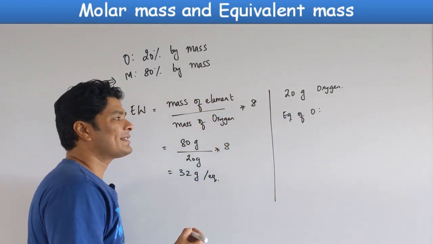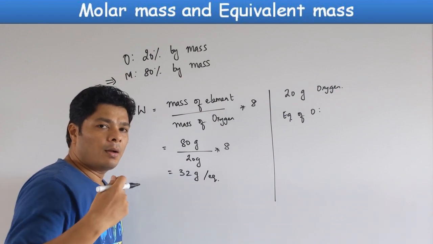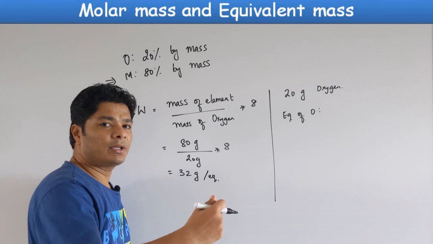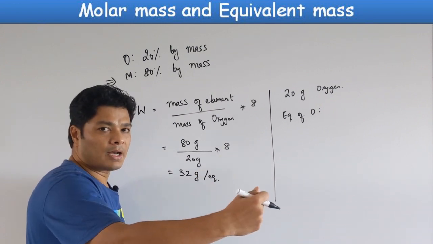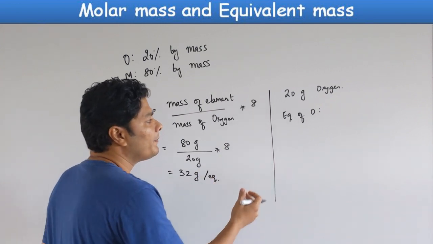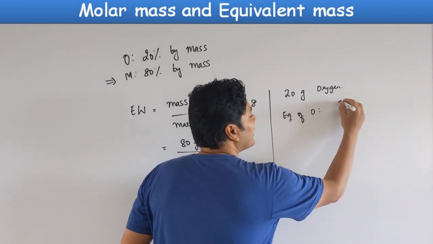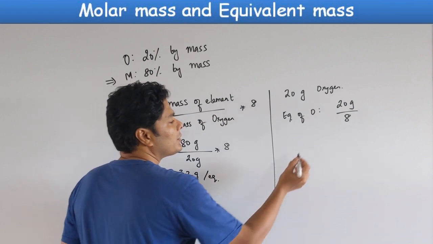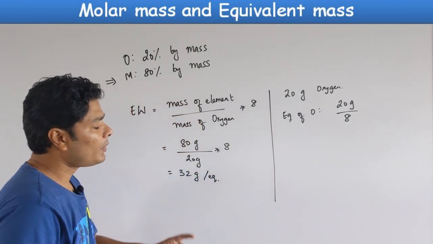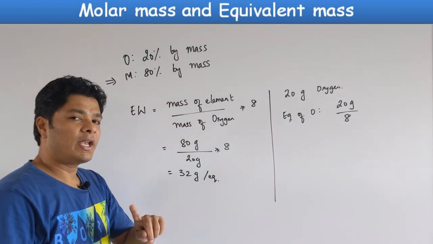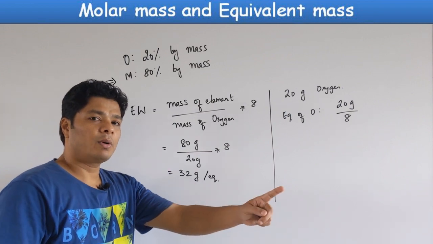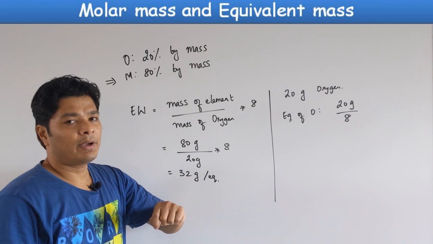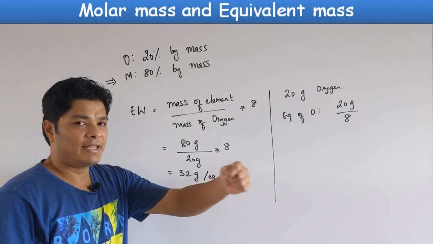Remember, for equivalents we always calculate how many parts of the metal or the given atom combine with 8 gram parts of oxygen. So the equivalents of oxygen is nothing but the given grams divided by 8. This is the equivalents of oxygen. Now what we know is that one equivalent of something always combines with one equivalent of anything else. So 20 by 8 equivalents of something will always combine with 20 by 8 equivalents of anything else.